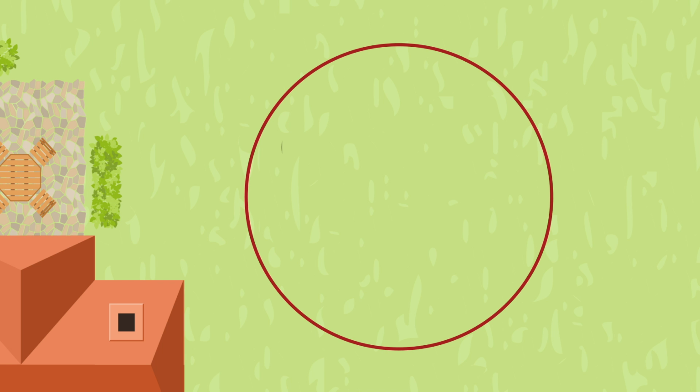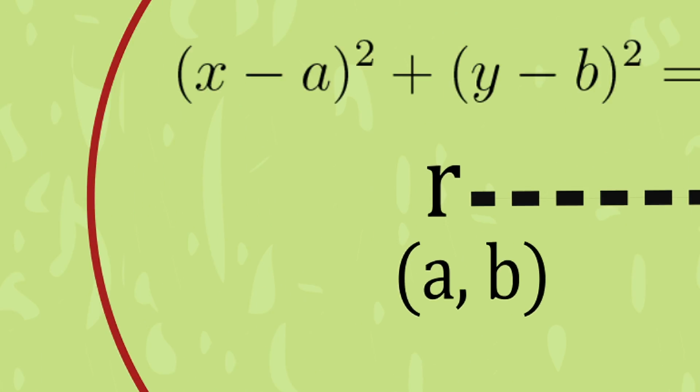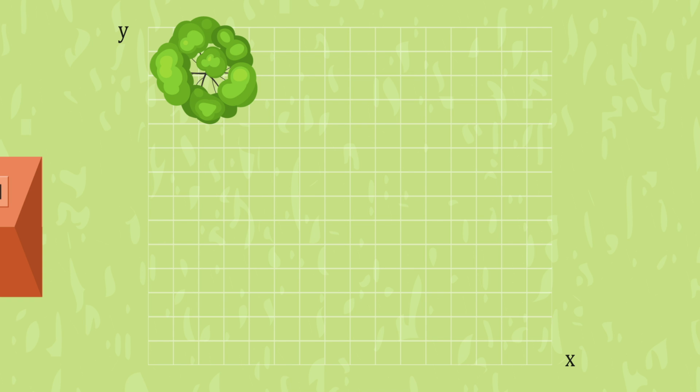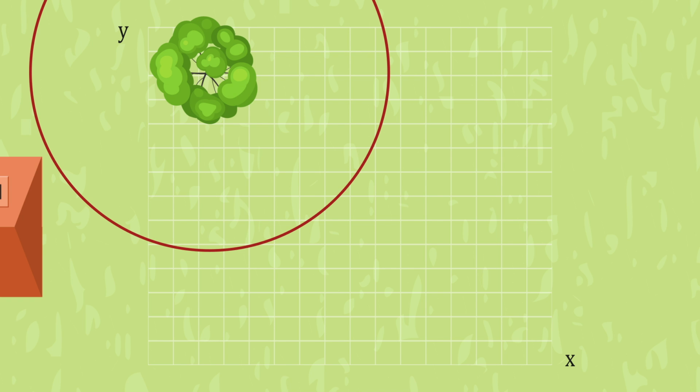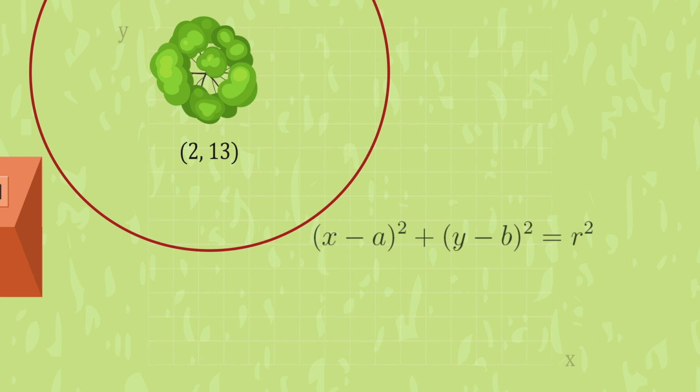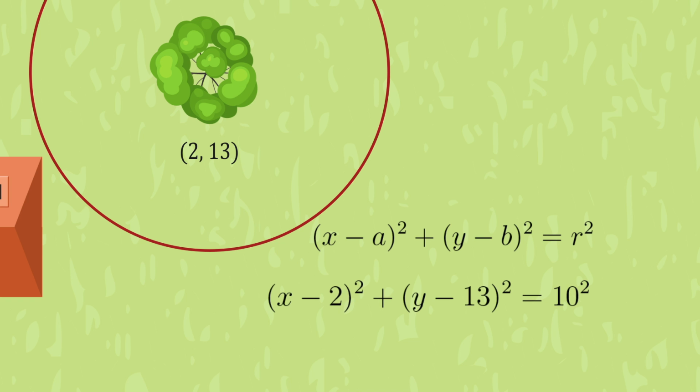If we recall from geometry, the formula for a circle is (x − a)² + (y − b)² = r², where (a, b) is the coordinate of the center of the circle, and r is the radius. Let's go back to looking at the tree. We know we are 10 meters from the tree. From our map, we know the tree is located at (2, 13). So if we just consider the tree, we have the equation (x − 2)² + (y − 13)² = 10².